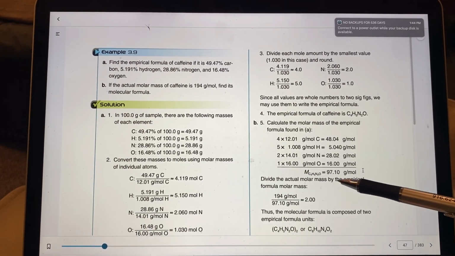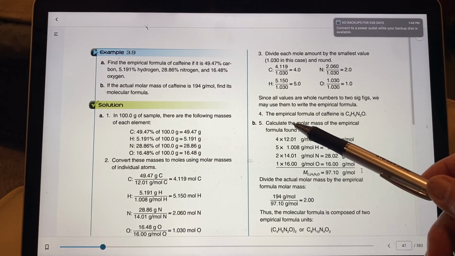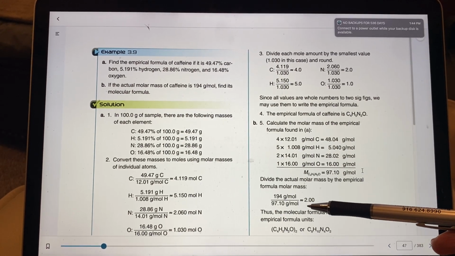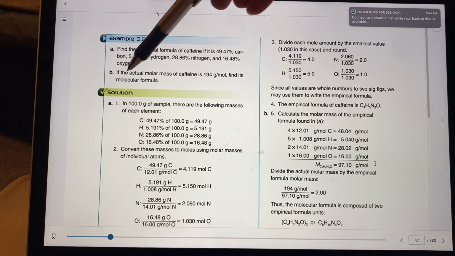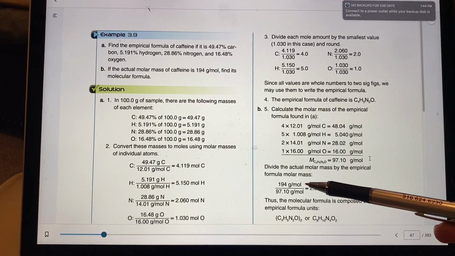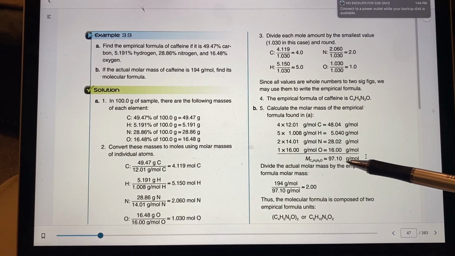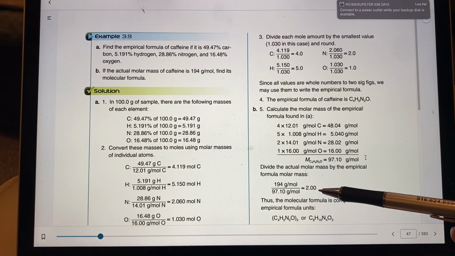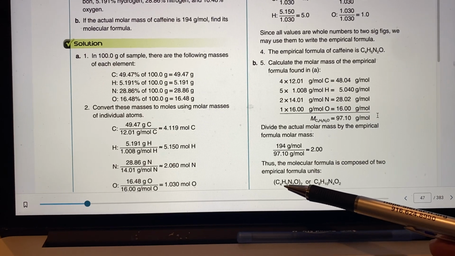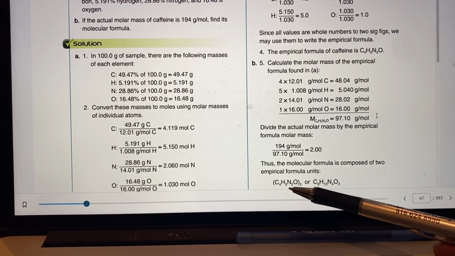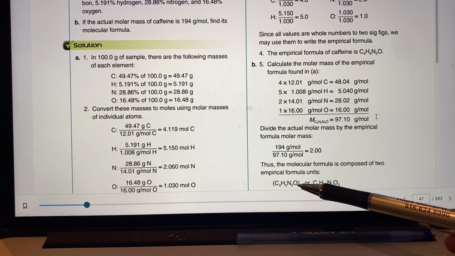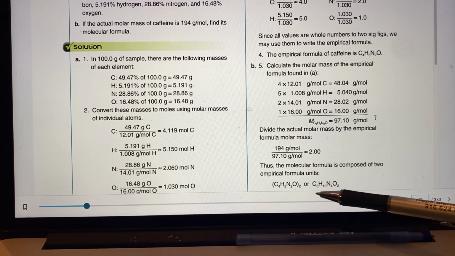Now we divide the actual molar mass by the molar mass of the empirical formula, which we calculated right here. If the actual molar mass of caffeine is 194, we just divide 194 by the 97, which gives approximately 2. So now we know the molecular formula is going to be 2 times this. So C4 would be C8, H5 would be H10, N2 would be N4, and O would be O2. So that would be our formula.